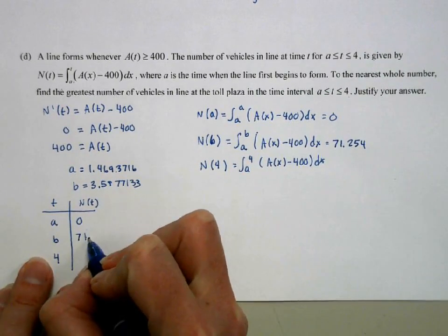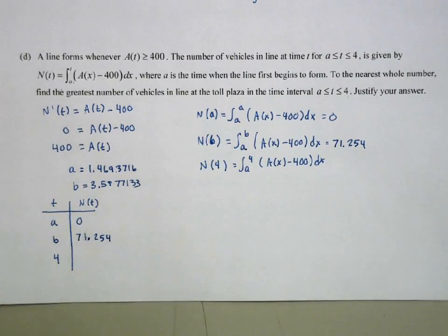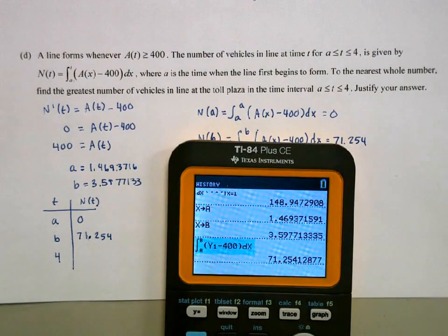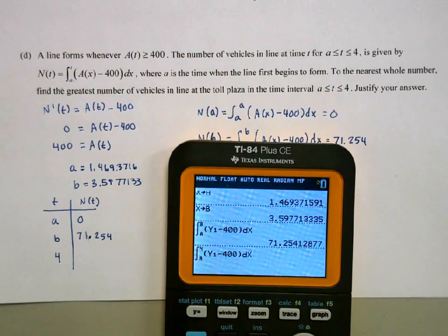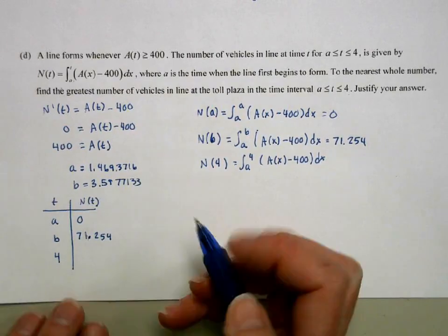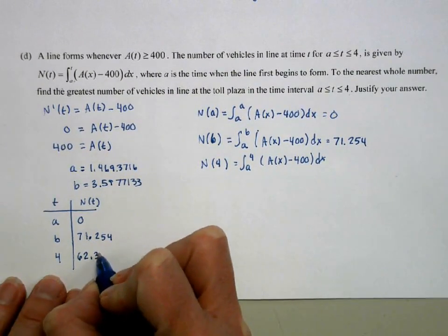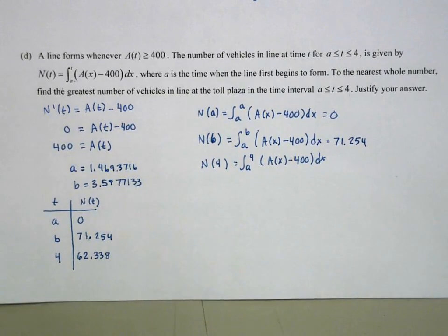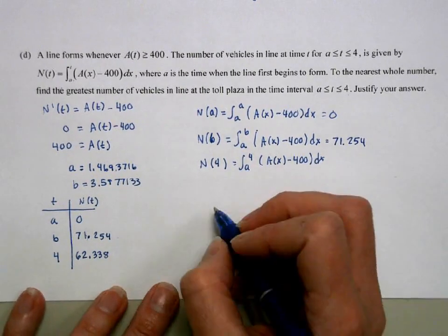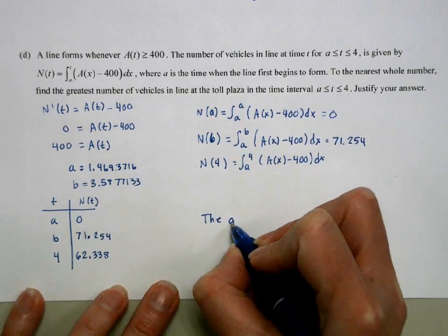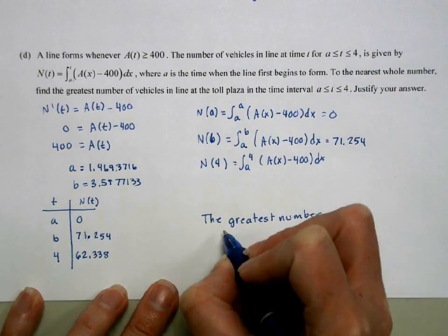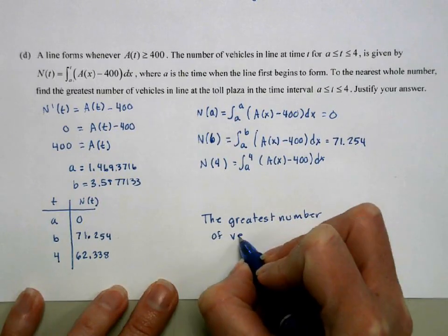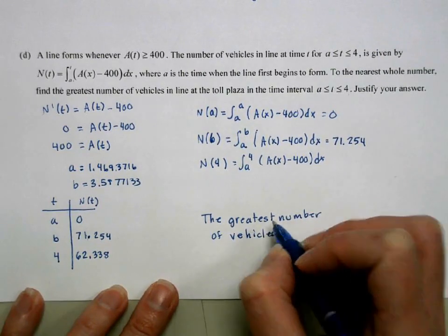Okay, then just to save myself some time, I'm going to go up and snag that, because the only thing I want to change is that B, swap it out for a 4. So we get 62.338. So our candidates are the 2 endpoints and our critical point. The greatest one happened at the critical point. So the greatest number of vehicles to the nearest whole number would be 71.